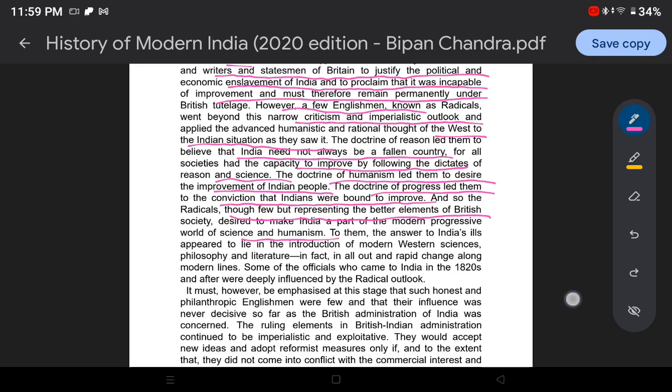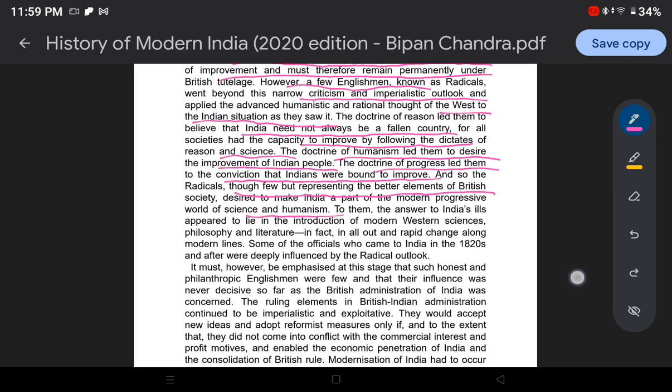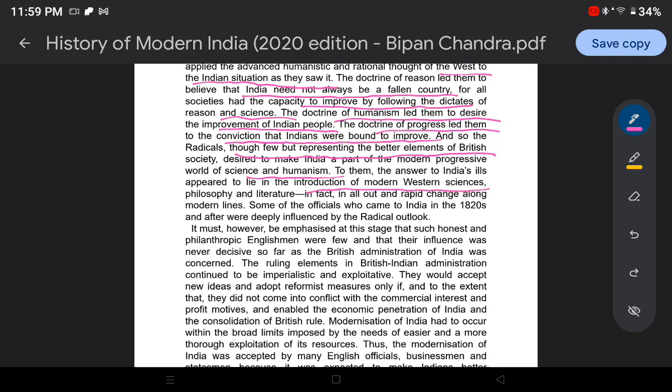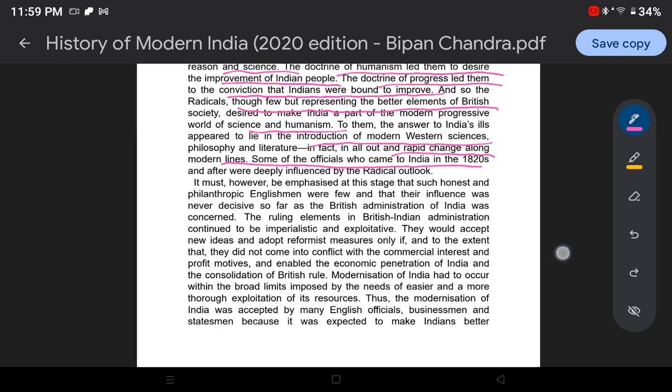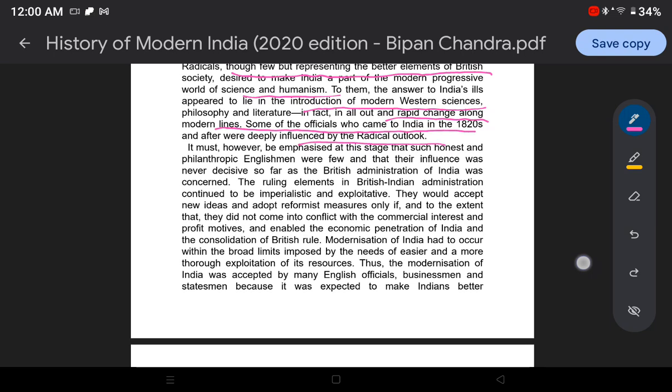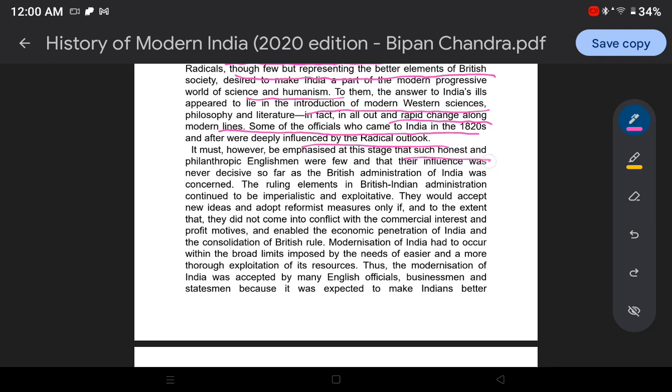To them, the answer to India's ills appeared to lie in the introduction of modern Western sciences, philosophy, and literature. In fact, some of the officials who came to India in the 1820s and after were deeply influenced by the radical outlook. It must, however, be emphasized at this stage that such honest and philanthropic Englishmen were few and that their influence was never decisive so far as the British administration of India was concerned.